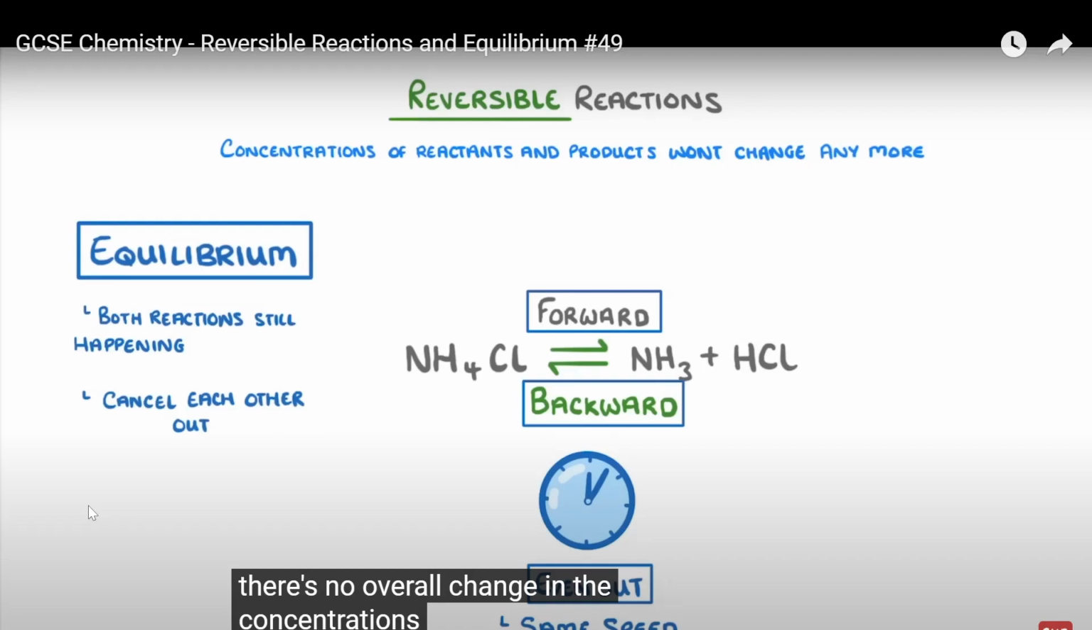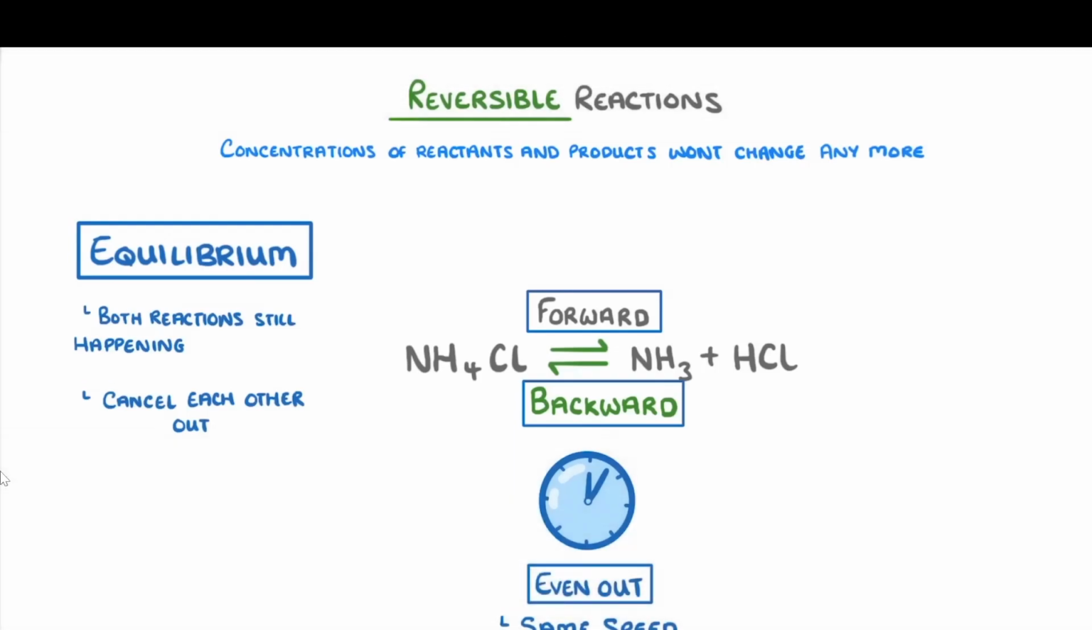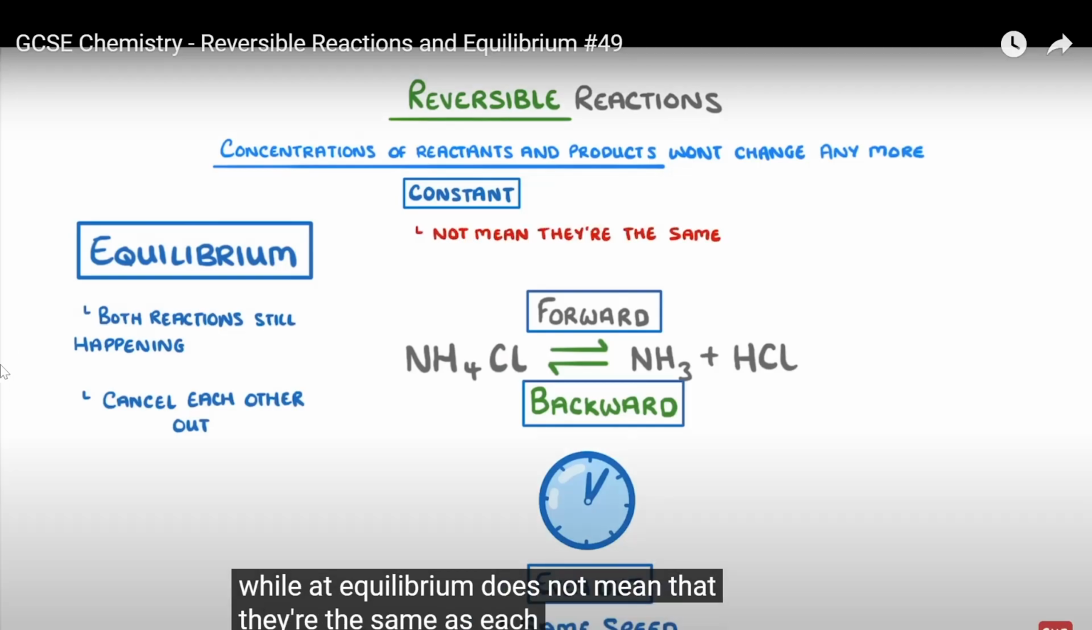It's something you can observe, like the gas concentration, where you can see that the color remains constant, or if it was an aqueous system, you would be able to do a titration or something to figure out the concentration. So that is a macroscopic property and it remains constant. Now, something to point out here is that just because the concentrations of the reactants and products are constant at equilibrium does not mean that they're the same as each other.